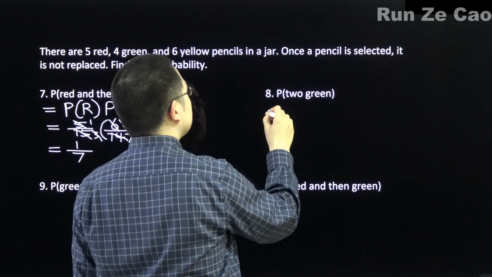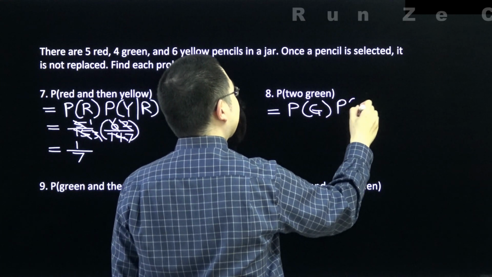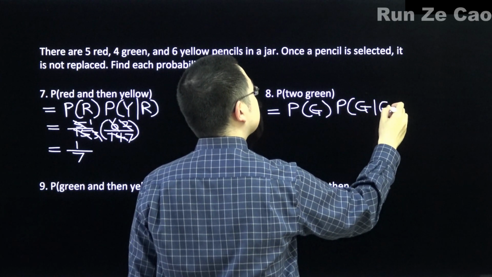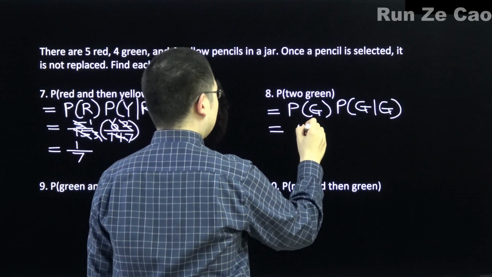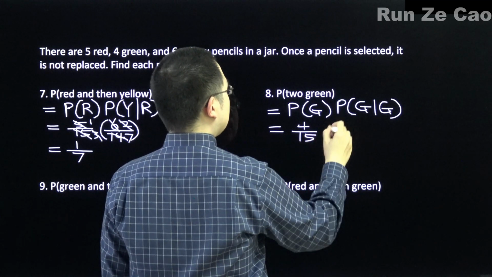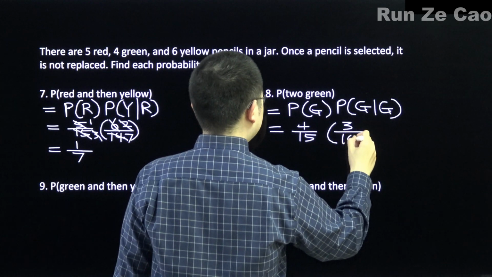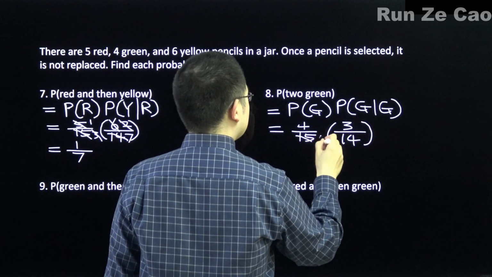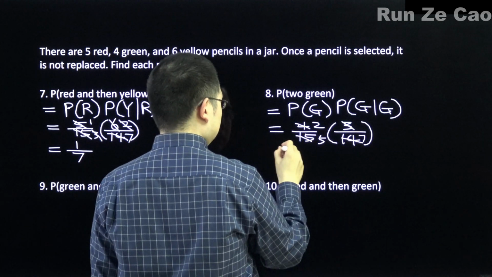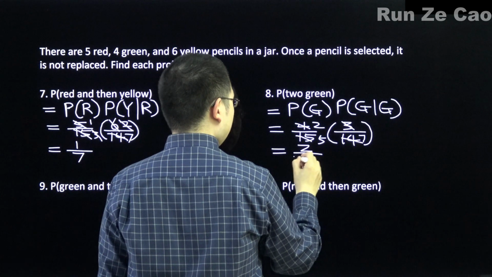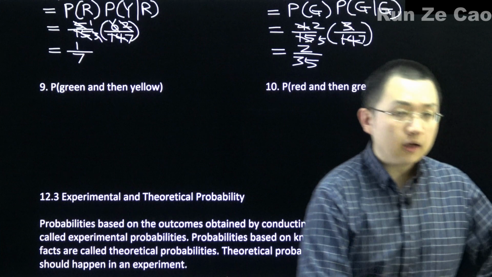The chance of getting 2 greens is the probability of green multiplied by the probability of green given green. That means the chance of the first green is 4/15, and the second green is 3 left out of 14. This is, of course, going to cancel to a 5, and some quick canceling will give us 2/35.